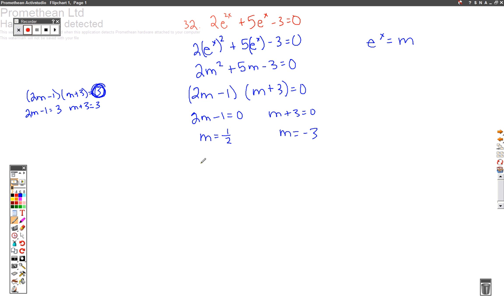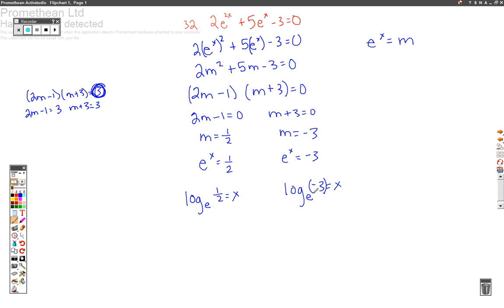Well, what is m really? It's really e to the x equals 1 over 2, and e to the x equals negative 3. So I don't know anything to do with this. I'm going to change it to logarithmic form. Log base e of 1/2 equals x, and log base e of negative 3 equals x.